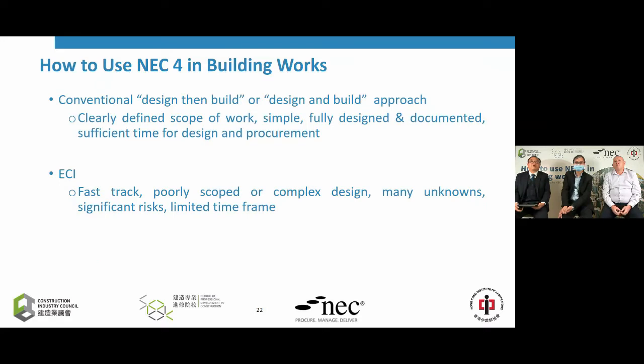Now, what if we compare the ECI with the conventional design then build or design and build approach? It is said that for the conventional design then build or design and build, you have a very clearly defined scope of work. It is simple, fully designed and documented, with sufficient time for design and procurement. But in contrast, if you are using the ECI approach, it will be fast track, but you don't have a very well-defined scope, because you may be involved in very complex design, as you are talking about innovations. And also there may be a lot of unknowns, and there may be risk, and the time frame will be limited.